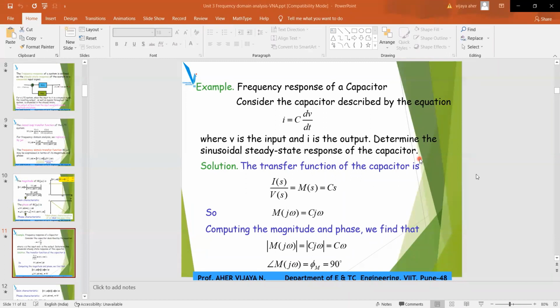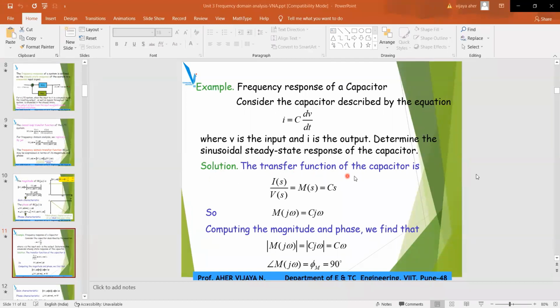Now, first of all, write solution. You can draw the circuit also. Draw the symbol of capacitor. Give input voltage V and output is current flowing through the capacitor, from input to output. Now determine sinusoidal steady state response of the capacitor. Solution.